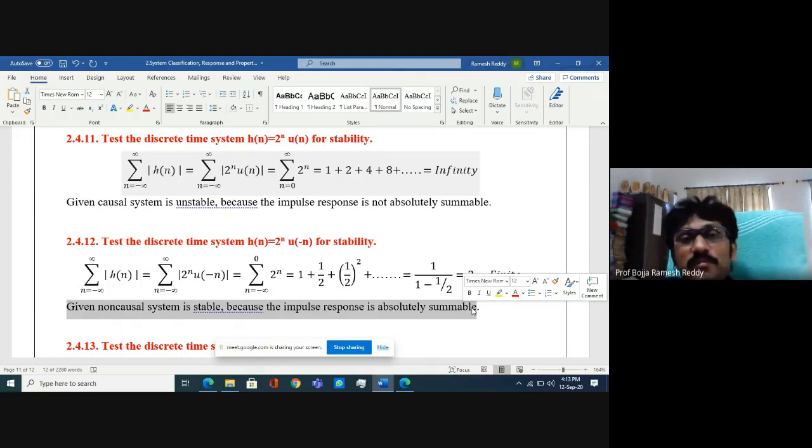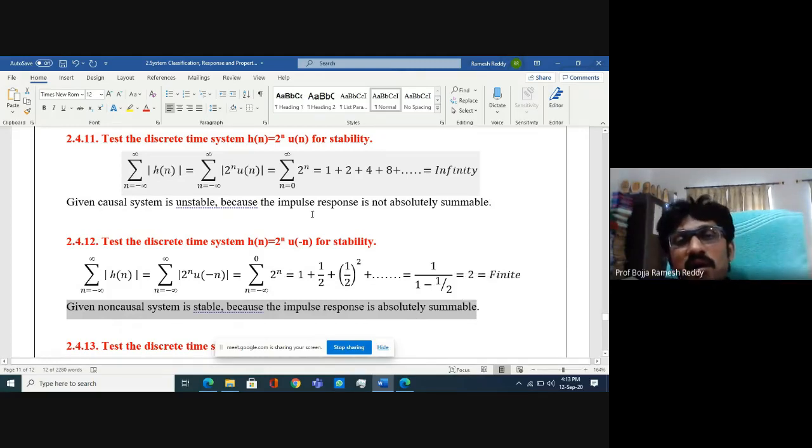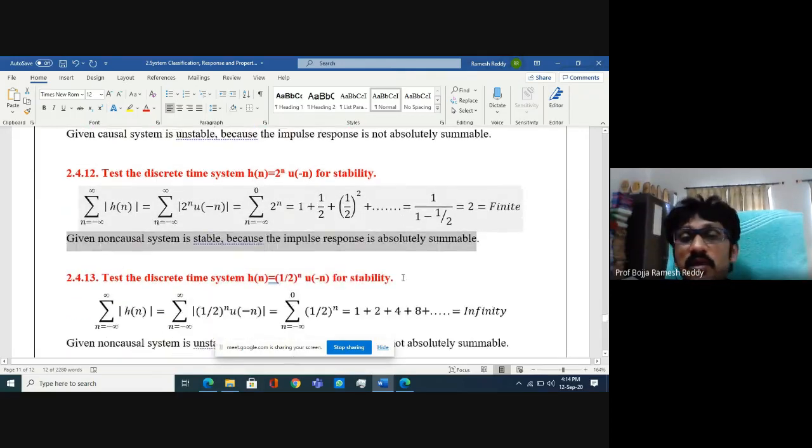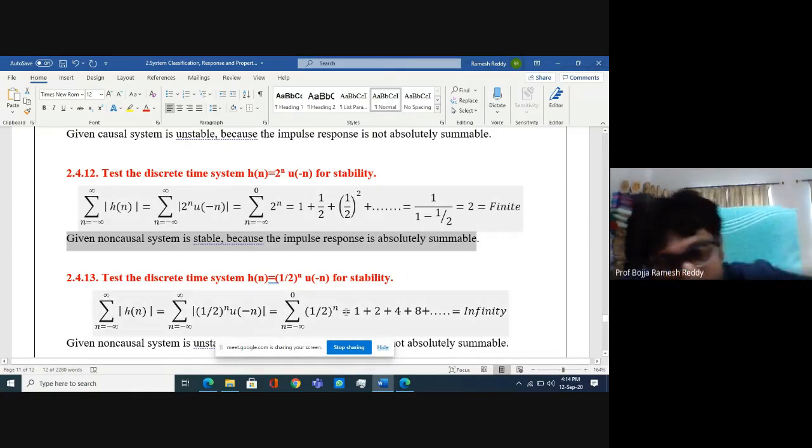This system is non-causal, and the non-causal system is stable. But previously, 2 power n u of n is causal but unstable. A causal system may be stable or unstable, and a non-causal system may be stable or unstable. It is wrong to say that all causal systems are stable, or all non-causal systems are stable. Only if a particular system is causal and stable can we say that the system is good.